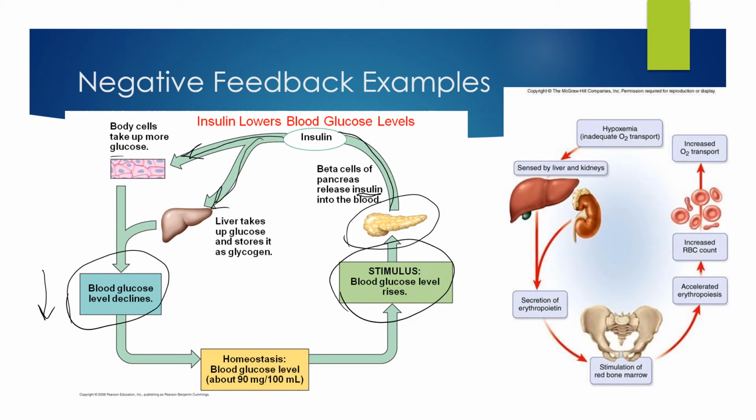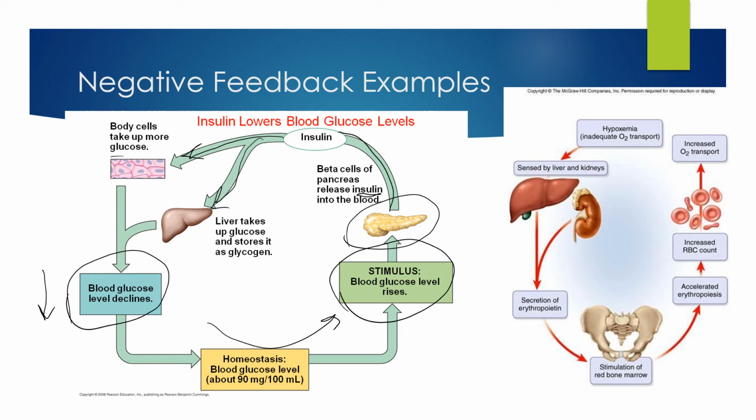And then the body's going to say, okay, we're back to normal. Or it'll keep sending the signal, no, we're not done yet, a little bit more, send a little bit more insulin out there. When it's done, we don't secrete insulin from the pancreas anymore, and the same thing will happen in the opposite direction. If your blood glucose level drops, we want to stop producing insulin. That way our body isn't taking up too much glucose.